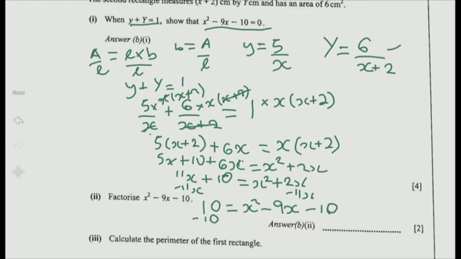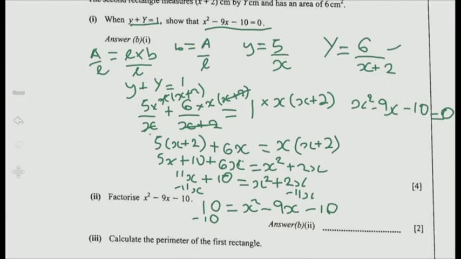Then our equation will be x squared minus 9x minus 10 equal to 0. So we have shown that reducing this fractional equation, we get that required equation there. Okay.